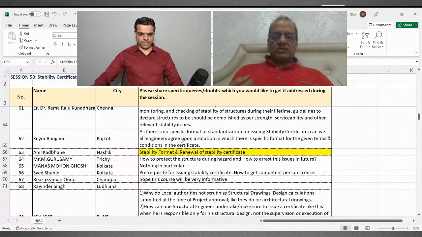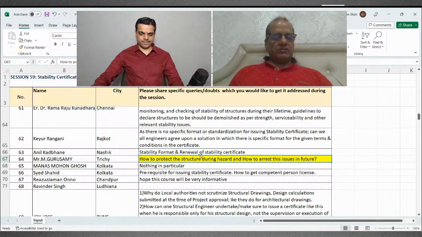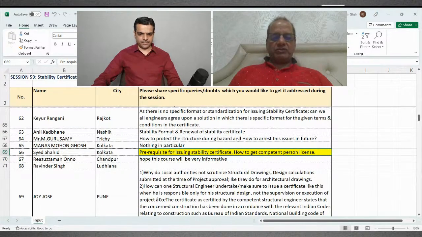How to protect the structure during hazard and how to arrest this issue in future? By proper designing, nothing else. There are provisions for every hazard. You cannot have 100% proof, but you can minimize the effects by proper provisions.